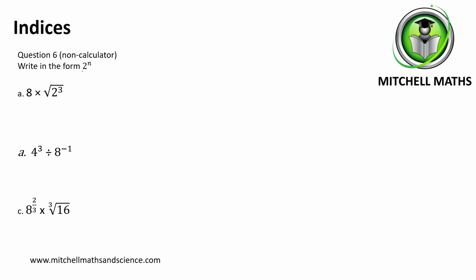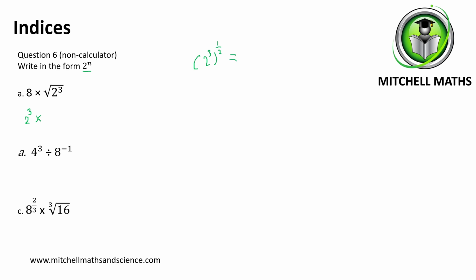And question 6, so this is another one like the other one, but with some harder questions. And we need to write it in the form of 2 to the power of n. 8 we can write as 2 cubed. And now we've got the square root of 2 cubed. Now, because we've got a square root, that's like an indice of a half. And we've got 2 cubed. It's almost like saying we've got 2 cubed, and then we're going to square root it, and that's like a half.